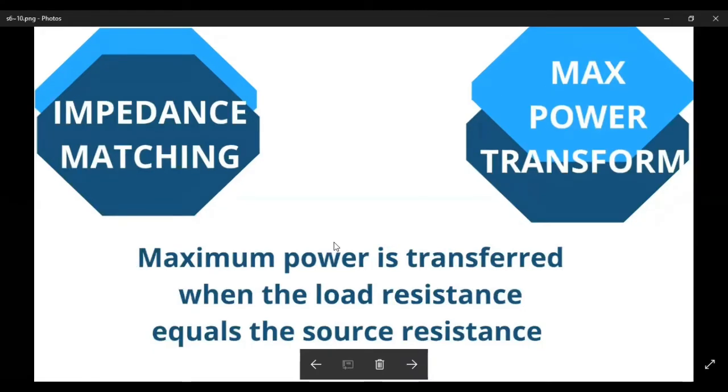So the maximum power transfer theorem is what we just discussed. When the maximum power has been transferred, in our circuit the load resistance must be equal to the source resistance, right? That is what impedance matching is.